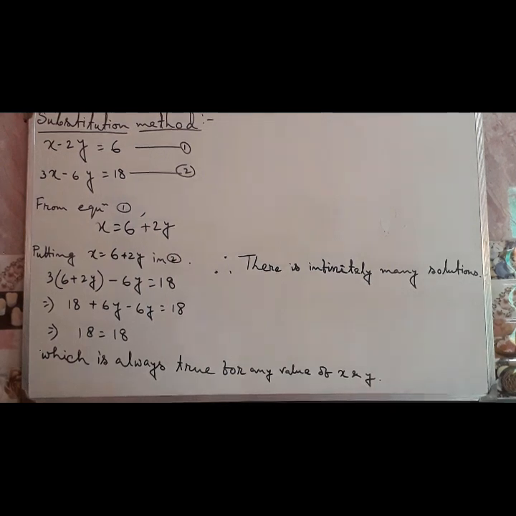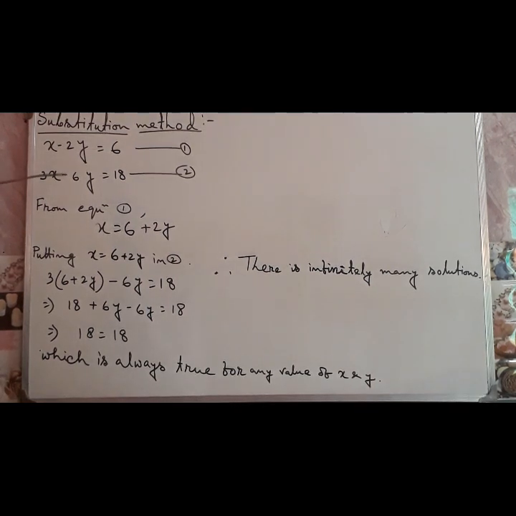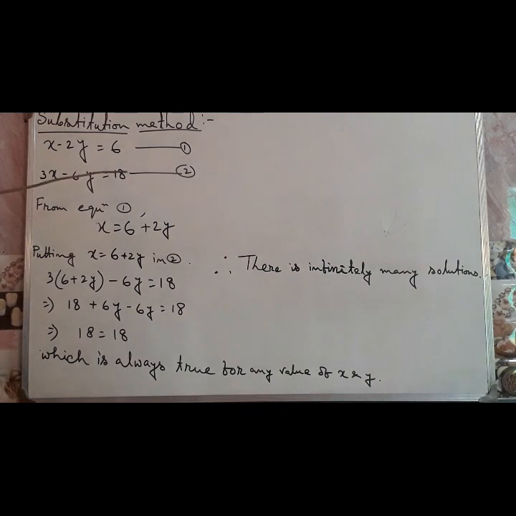Take one example, that is x minus 2y is equal to 6 and 3x minus 6y is equal to 18. Then from the first equation x is equal to 6 plus 2y. Substitute this value of x in the second equation, that is 3 into 6 plus 2y, minus 6y is equal to 18. By calculating we got 18 equal to 18.